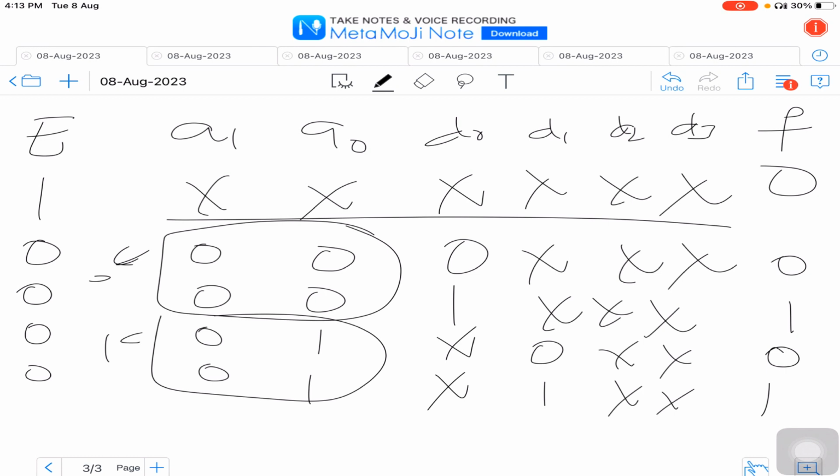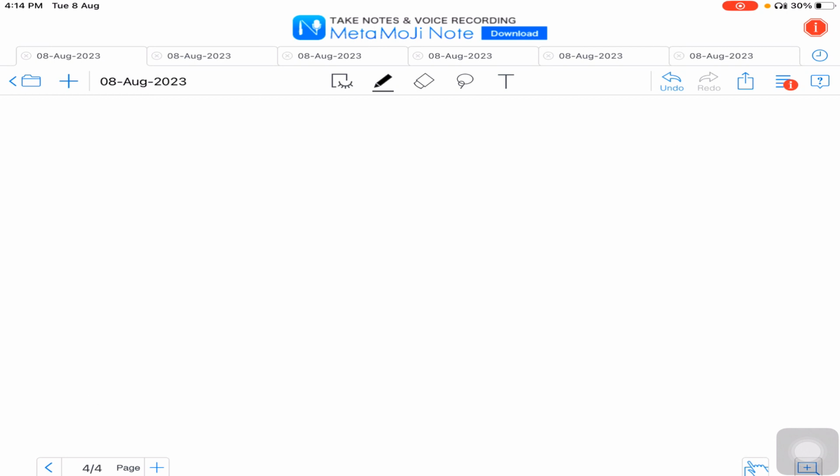Similarly, in the next line, we'll take 1 0 and 1 1. For 1 0, X 0 X, then X 1 X, the output will be 0 and 1, and in the final column also the output will be 0 and 1. Now, how to write the functional table?